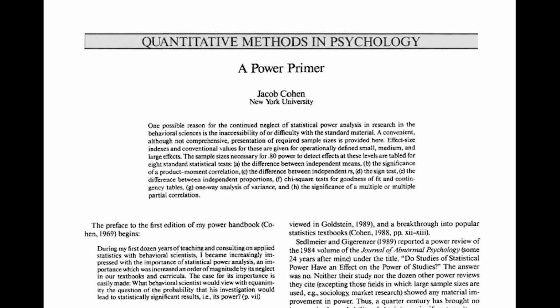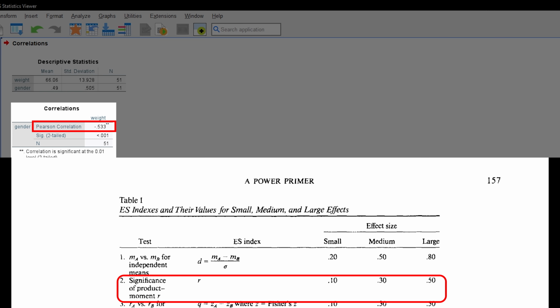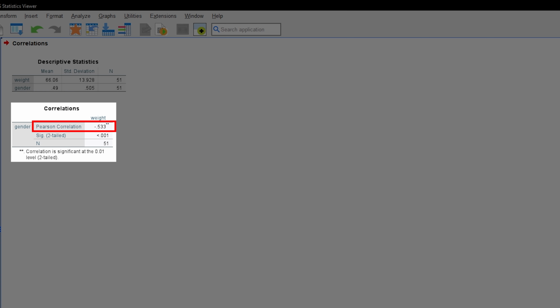If neither exists, you can fall back to Cohen 92, a power primer, and use the thresholds on page 157, 0.1, 0.3 and 0.5 for small, medium and large effect sizes. My correlation of 0.533 is just above the threshold of 0.5, making it a large effect according to Cohen.